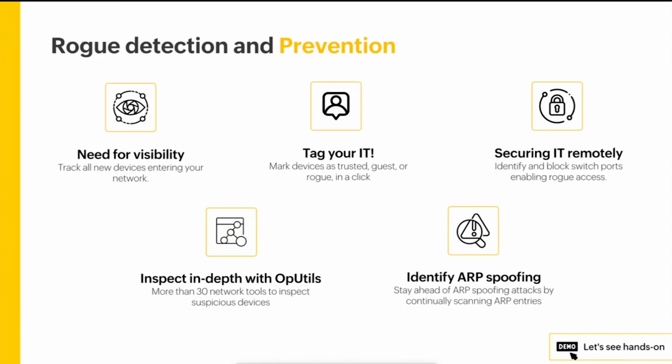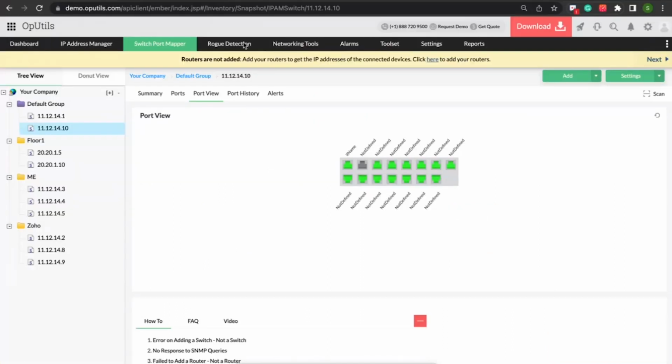Because ARP spoofing can enable different attackers to spoof the MAC address or to spoof your ARP table entries in order to gain unauthorized access into your network. So ARP spoofing alerting is also a part of the rogue protection capability of OpUtils that helps you ensure your network is safe from intruders or malicious agents connecting to your network. Now, without further ado, let's see how this capability works in the tool.